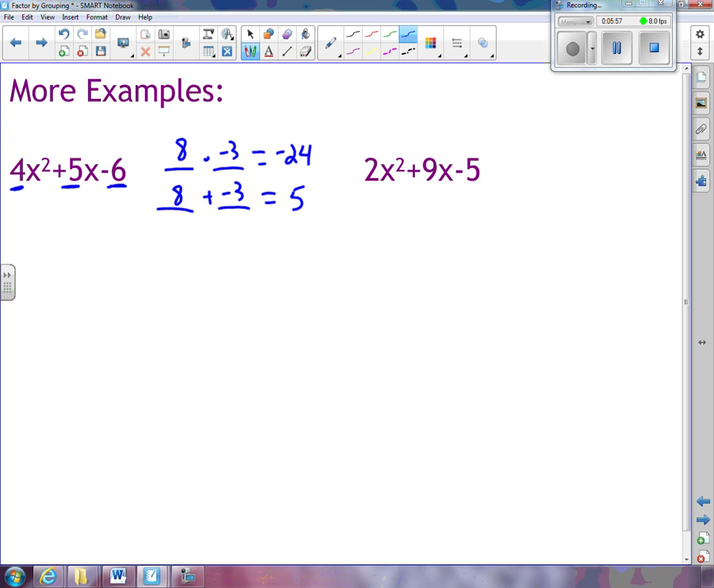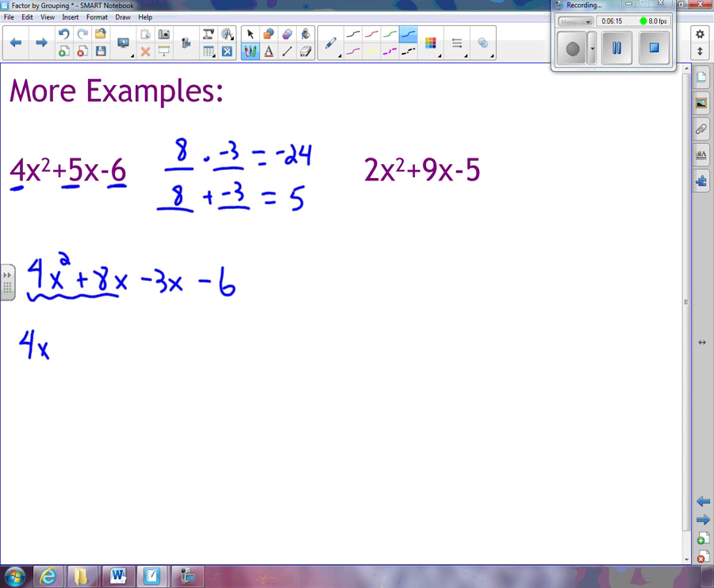So then the next step is just to rewrite your quadratic expression. So you have 4x squared plus 8x minus 3x minus 6. Now it doesn't matter which order you write these two middle terms in. That's to complete the factor by grouping.